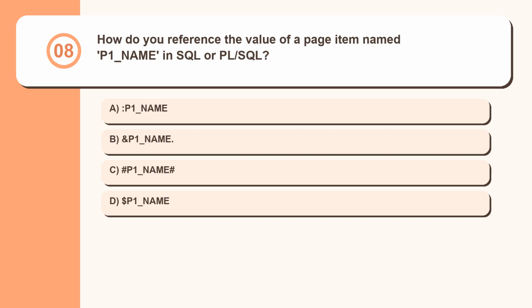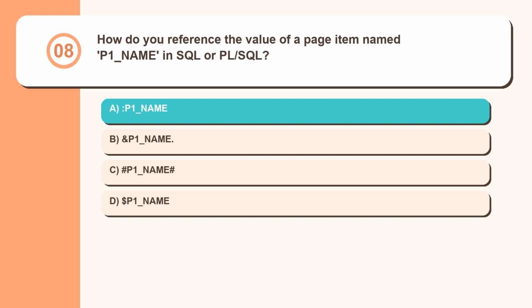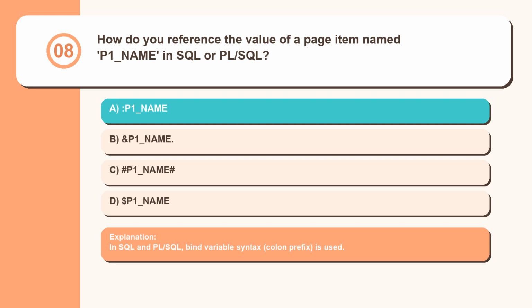Question 8. How do you reference the value of a page item named P1_name in SQL or PL/SQL? P1_name, &P1_name., #P1_name#, $P1_name. In SQL and PL/SQL, bind variable syntax, :P1_name, is used.